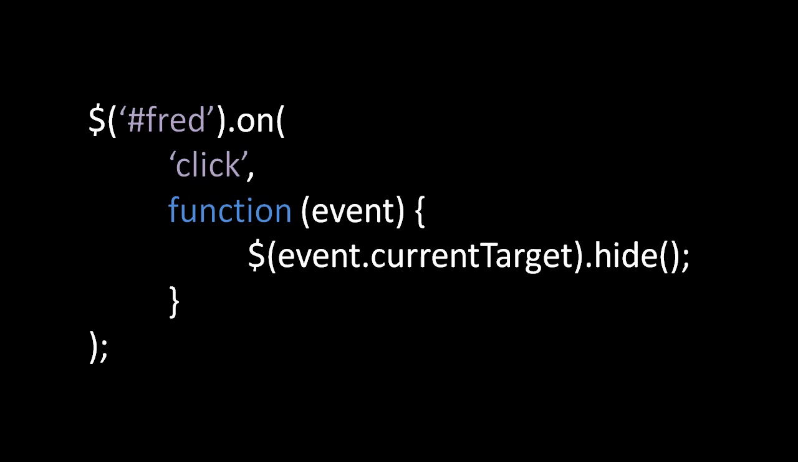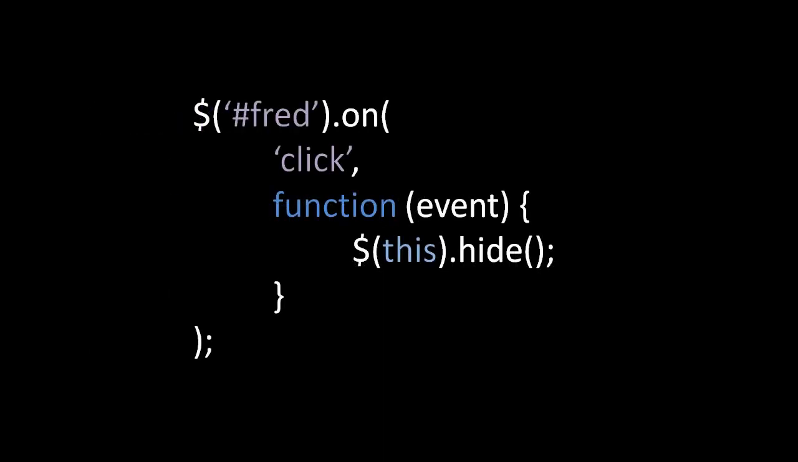Now, it turns out that accessing the current target is something we do often enough that the designers of jQuery decided, hey, we'll make that a bit more convenient. And so jQuery arranges things such that your handler function gets invoked as a method of the current target element object itself. So the reserved word this in the function becomes effectively an alias of current target. So the code in this example does the same thing.